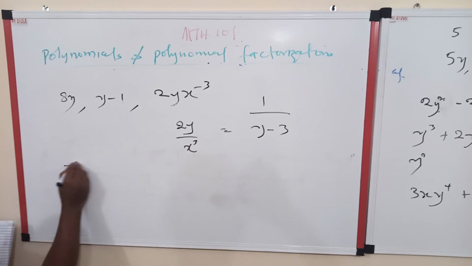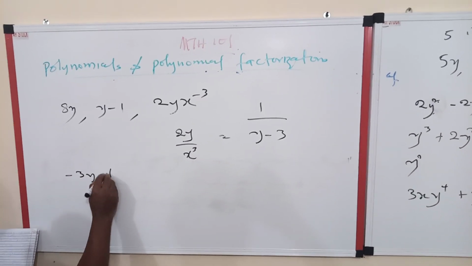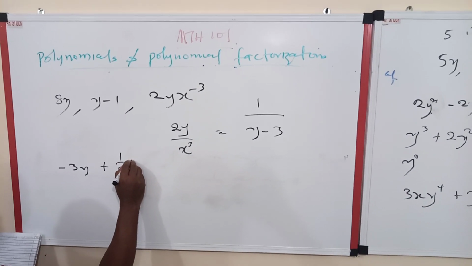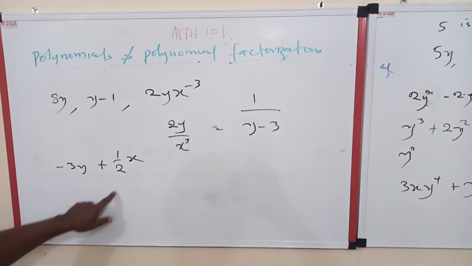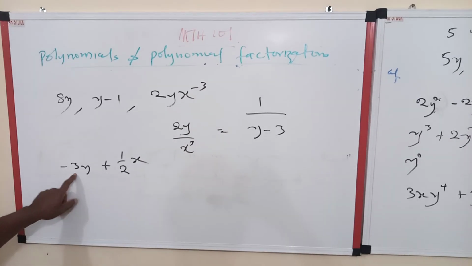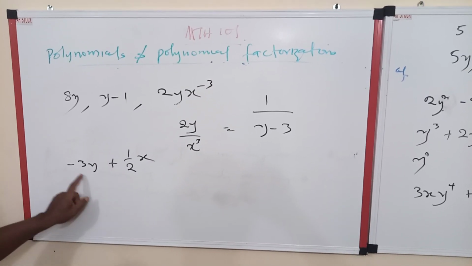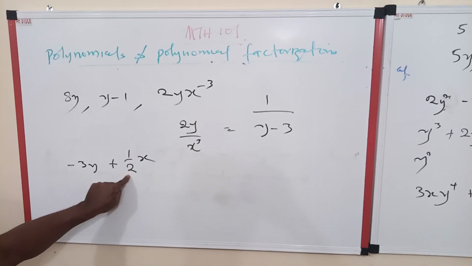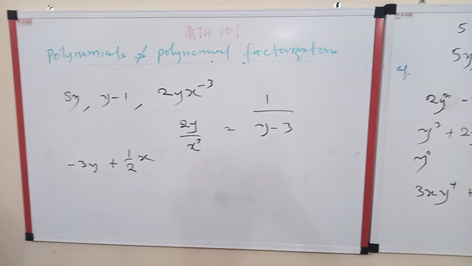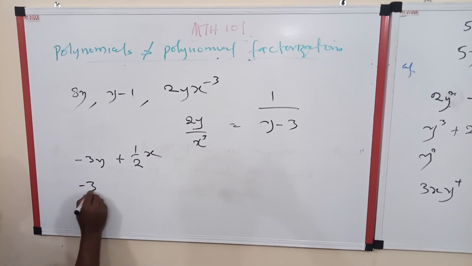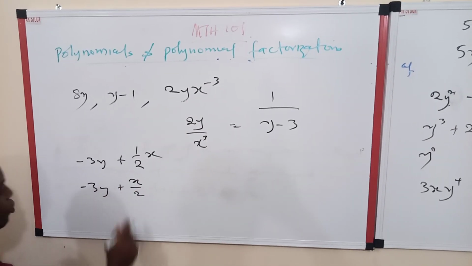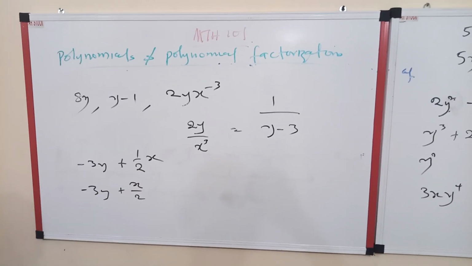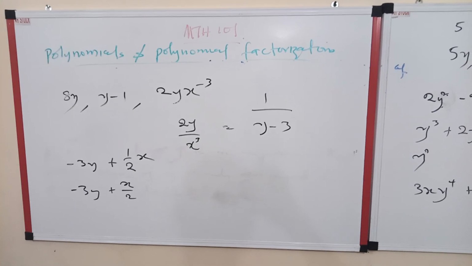Let's consider another one. 3y plus 1 over 2 times x. Is this a polynomial? Yes, this one is a polynomial because the degree of this one is 1 here. This is a coefficient. This one half here is also a coefficient times the x. In other words, you can also rewrite this one as 3y plus x all over 2. So it's the same thing. So it's not divisible by a variable. So this one is also a polynomial.